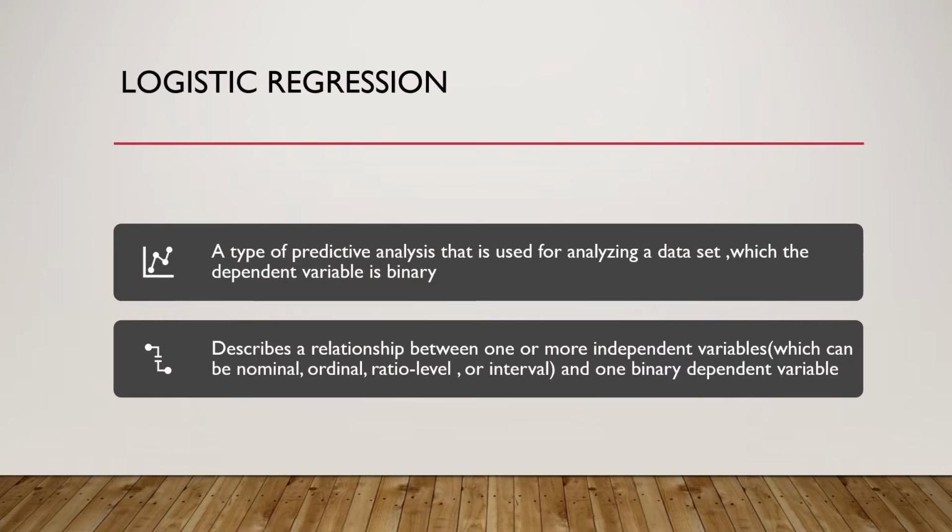What is logistic regression? Logistic regression is a type of predictive analysis that is used for analyzing a data set in which the dependent variable is binary. Logistic regression describes a relationship between one or more independent variables, which can be nominal, ordinal, ratio level, or interval, and one binary dependent variable.